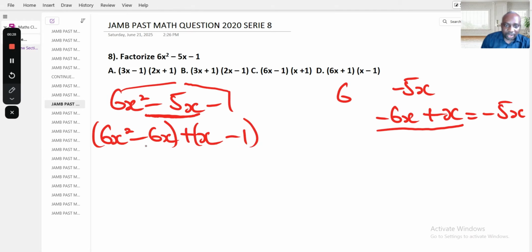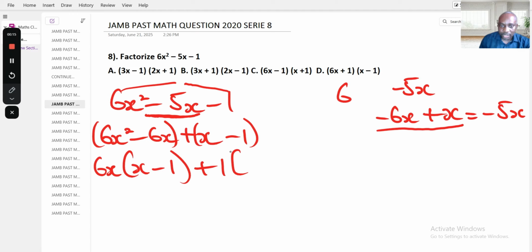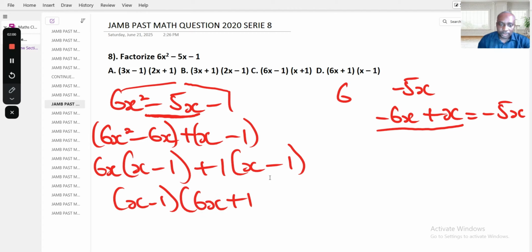Now, what is the common factor here? The common factor here is 6x, isn't it? It will remain x left here, minus this one, 1. What is the common factor here? It will be 1, because it is 1 that we can see in x and in 1. Therefore, we write the same thing, x minus 1. You pick x minus 1 out, and what you use to factorize is 6x plus 1. Our final answer is x minus 1 and 6x plus 1.